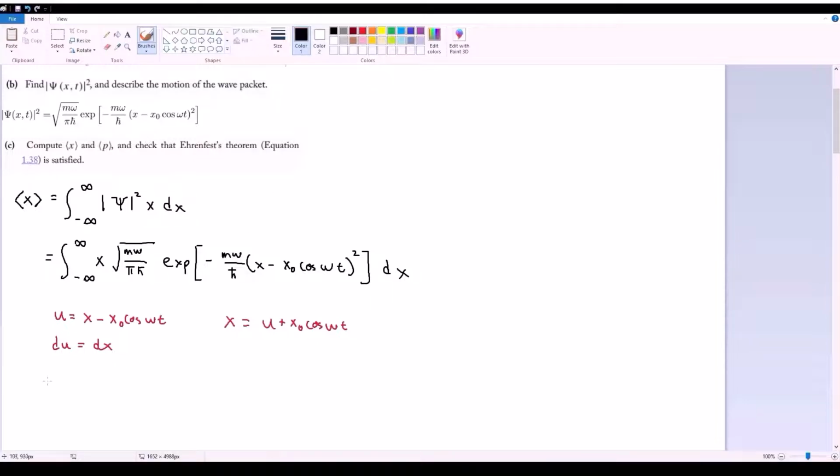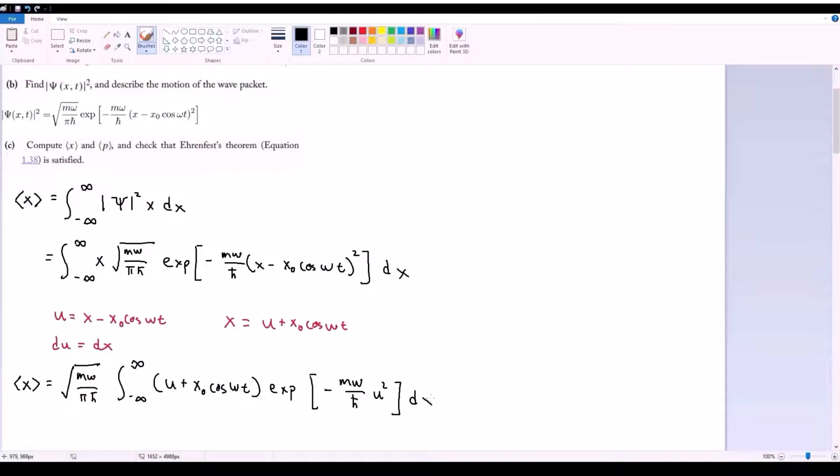So if I plug this back into my expectation value integral, then I'm going to get that the expectation value of x is equal to, and I'm going to pull out the constant, square root m omega over pi h bar. And I'm left with an integral from negative infinity to positive infinity, replacing x with u, u plus x naught cosine of omega t, times the exponential of negative m omega over h bar u squared dx.